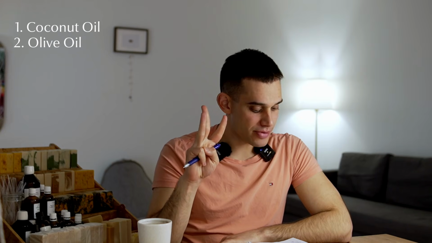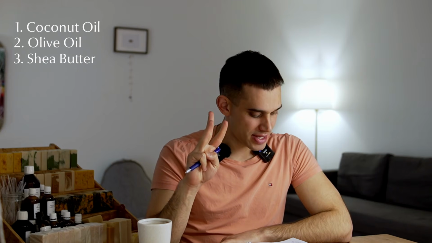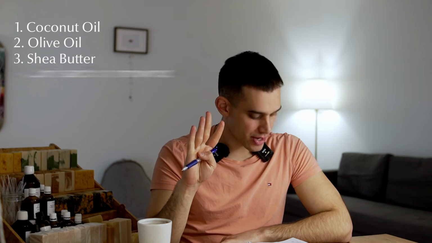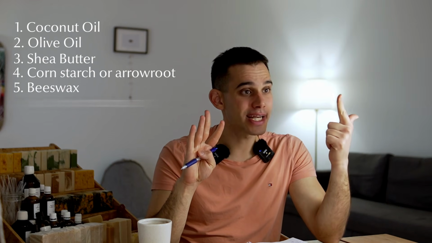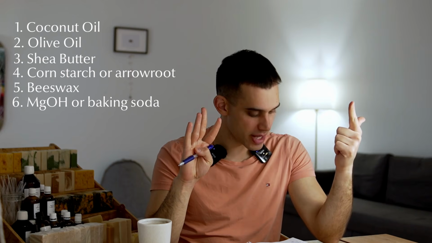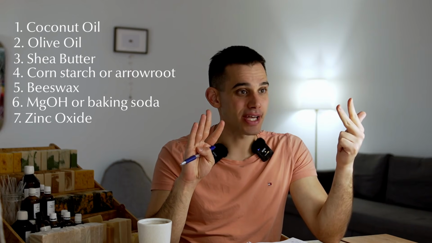So first, let's list the 7 ingredients that we're gonna use today. Number 1, coconut oil. Number 2, olive oil. Number 3, shea butter. Number 4, cornstarch. Number 5, beeswax. Number 6, magnesium hydroxide or baking soda. And number 7, zinc oxide. So let's take a look at all of this.